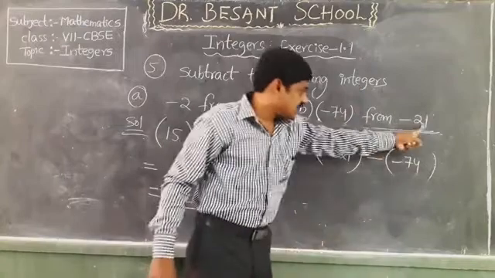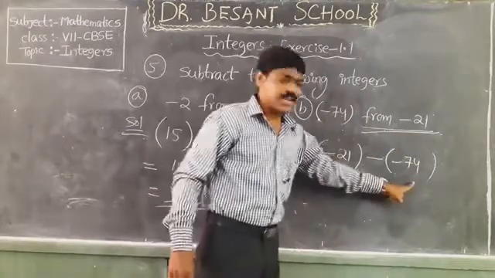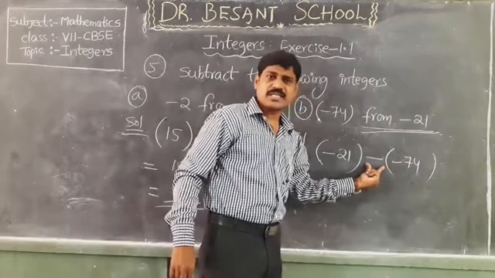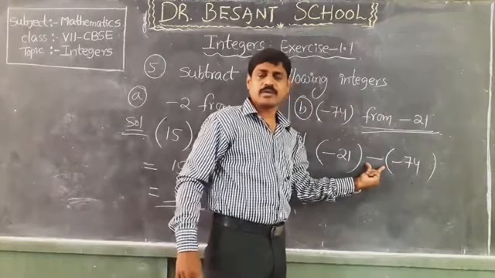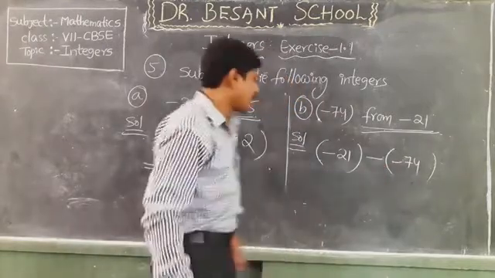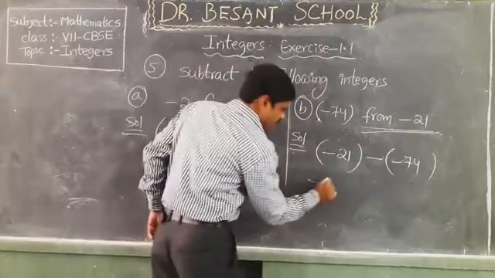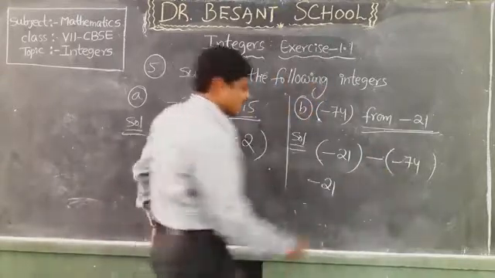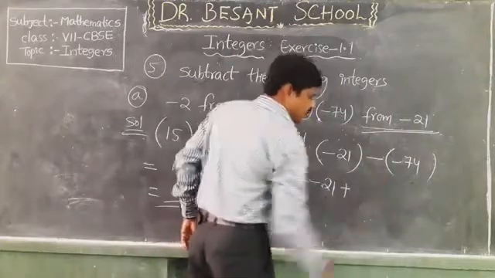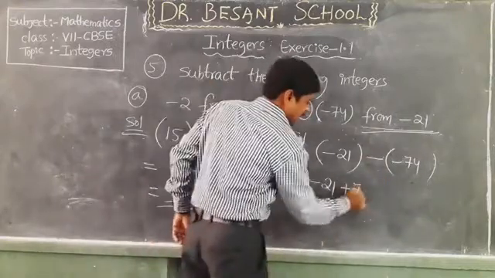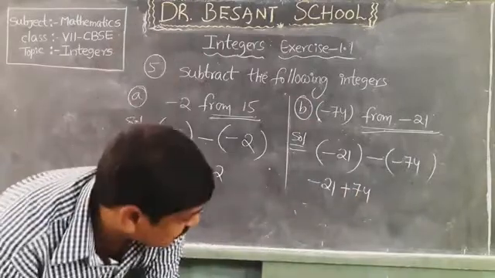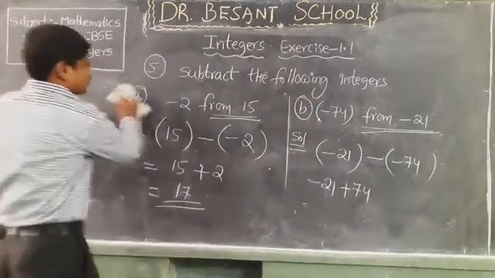Observe here, this is minus 21, this is minus 74. Subtraction, we have to give subtraction. So that's the reason in the middle we have to write a minus. Now minus 21 minus minus 74: minus into minus is plus, so plus 74. Clear?